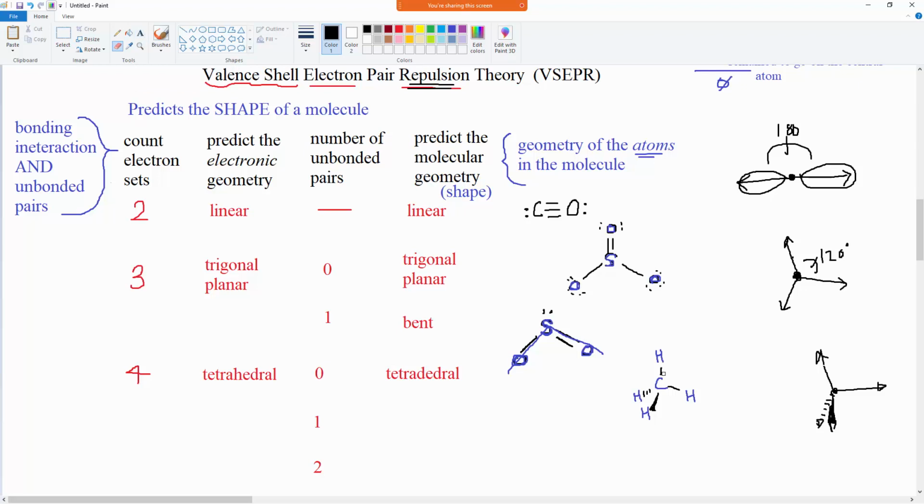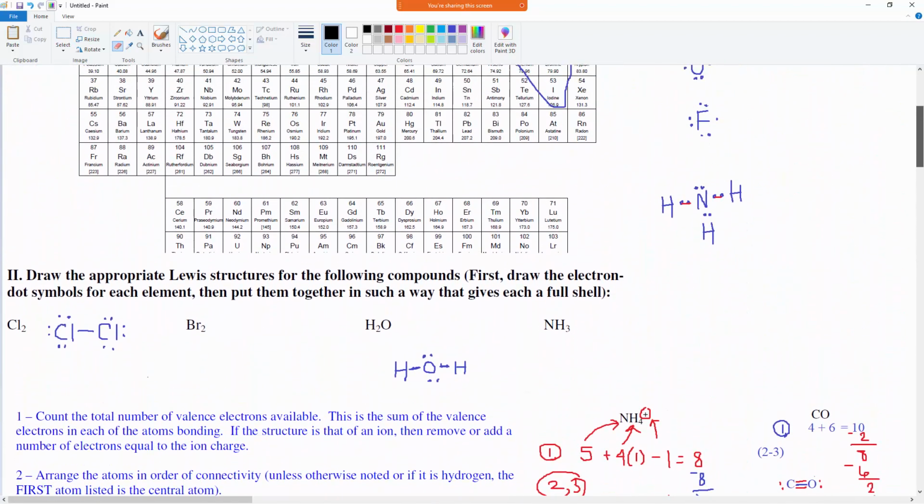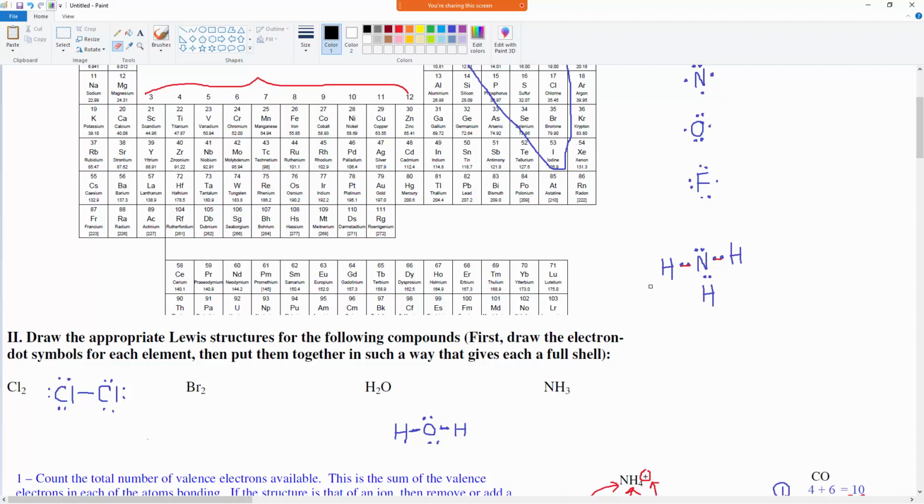Okay, so that's this guy. We've got a great example of something with 4 electron sets and 1 unbonded pair right up here. This guy. Can you guys see how this NH3 molecule has 4 electron sets and one of those is an unbonded pair?